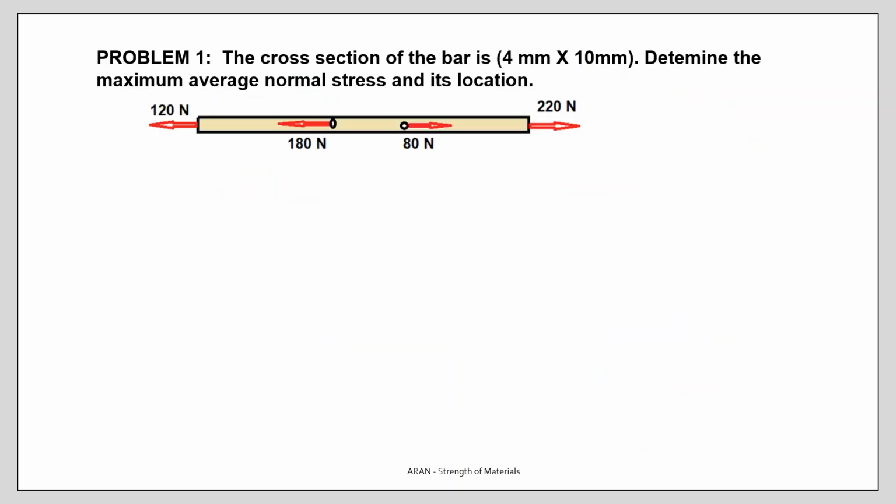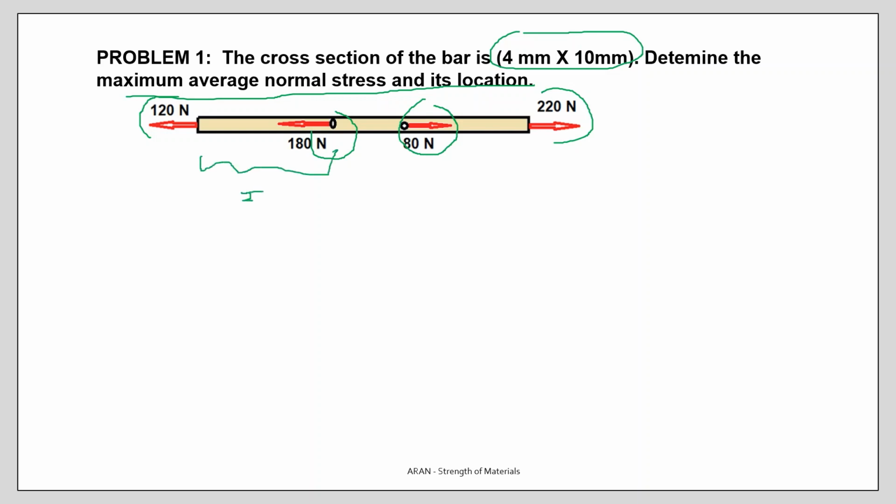Simple problem. We have a bar, forces are acting on the bar, here 120, here 220, in the middle there are other forces. So the section is given. Question is, determine the maximum average normal stress and its location. You see, in this bar there are 3 regions. This is my first region, region 1. The second region is, as you see over here, that's the second region, and that's the third region.